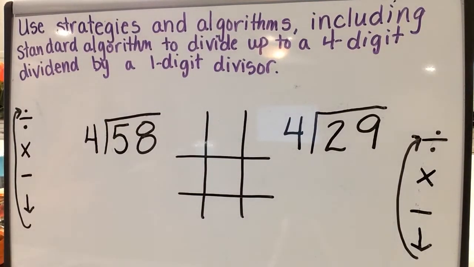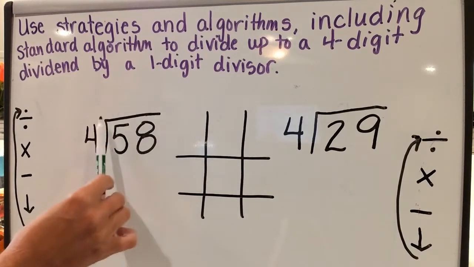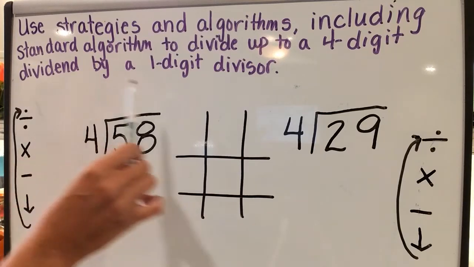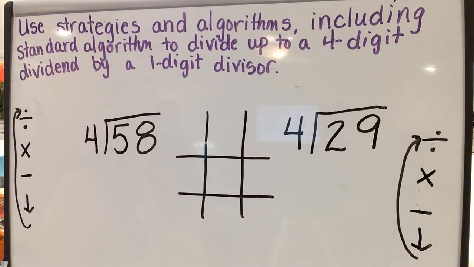Today, Rockwall ISD students, we are going to be using strategies and algorithms, including the standard algorithm, to divide up to a 4-digit dividend by a 1-digit divisor. So specifically, in this lesson, we are going to be using the standard algorithm, and we are just using a 2-digit dividend, and I like to think of that as in the house, and a 1-digit divisor. And we'll work our way up to the 4-digit dividend.